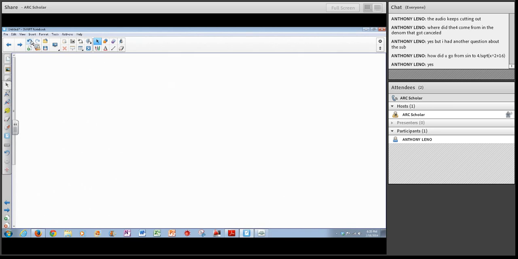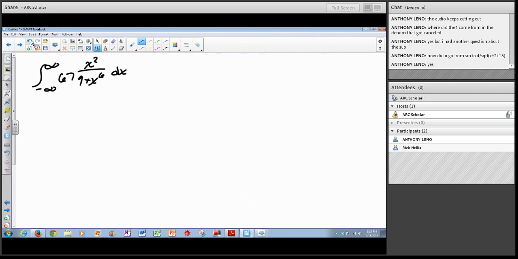Okay. Definite integral. Okay. All right. This is what we have. We have a definite integral. Is it a 61 or a 67? I guess it doesn't really matter, does it? All right. Well, we have a number, x squared over 9 plus x. Okay. So the question asks us whether this is convergent or divergent, right? So where shall we begin?